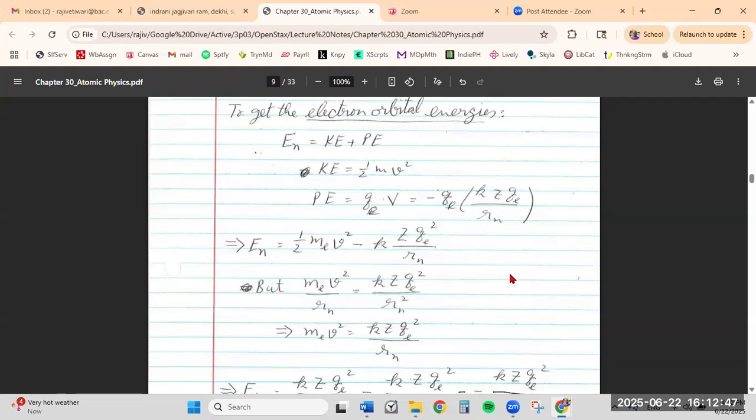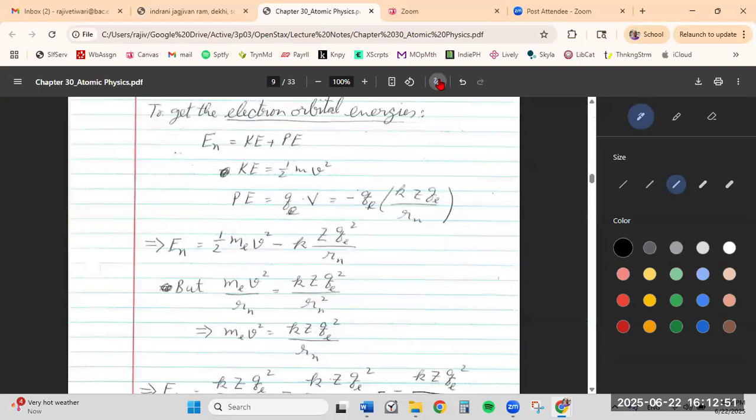Let me draw this. So if this is the nucleus, this is the nucleus of charge Z E. There are Z protons, and each proton has a charge E. Then the electric potential at a distance Rn, the distance between the nucleus and the nth orbit, is given by K. So V is KQ over R, so K times ZE over Rn. So that's what this part of the equation is.